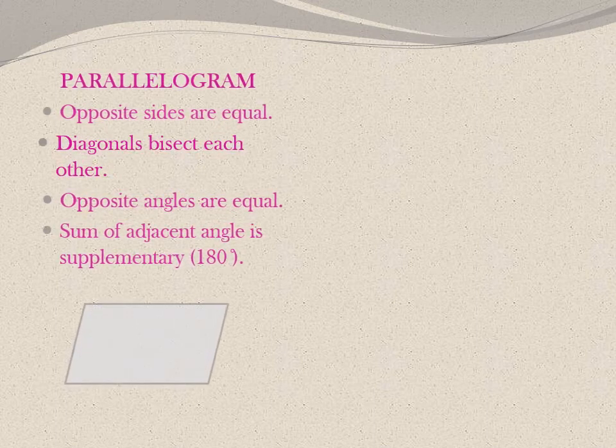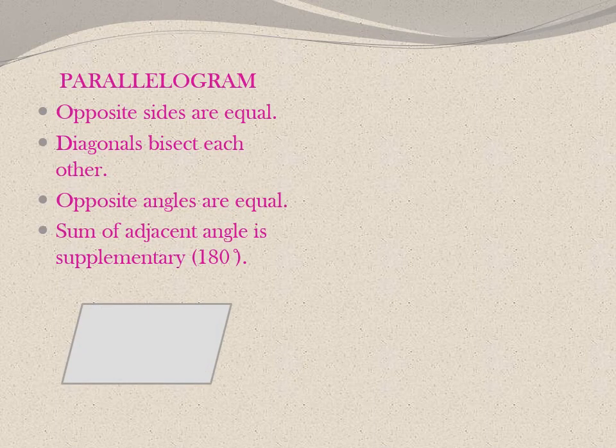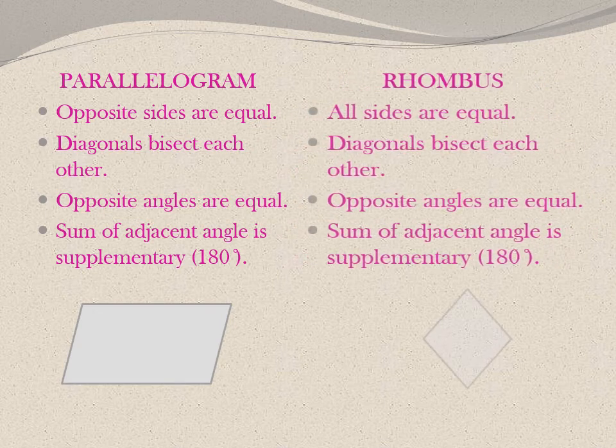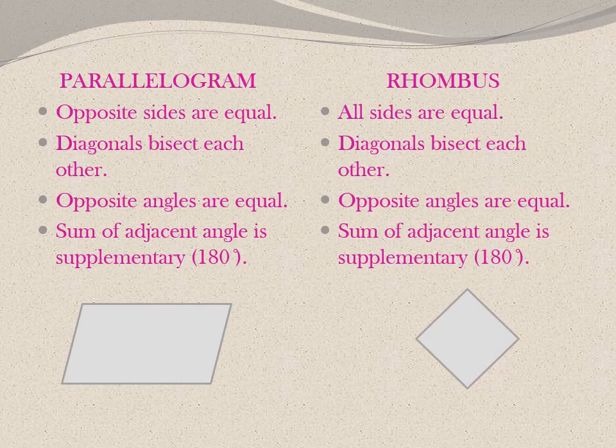Next is a parallelogram. Opposite sides are equal. Diagonals bisect each other. Opposite angles are equal. The sum of adjacent angles is supplementary, that is 180 degrees. And for a rhombus, all sides are equal, diagonals bisect each other, opposite angles are equal, and the sum of the adjacent angles is supplementary.